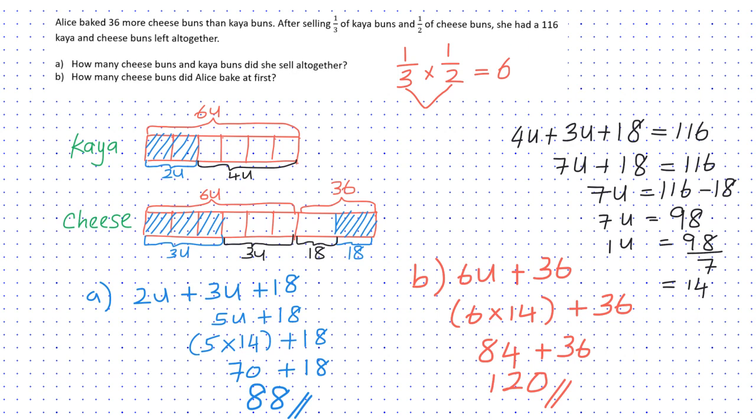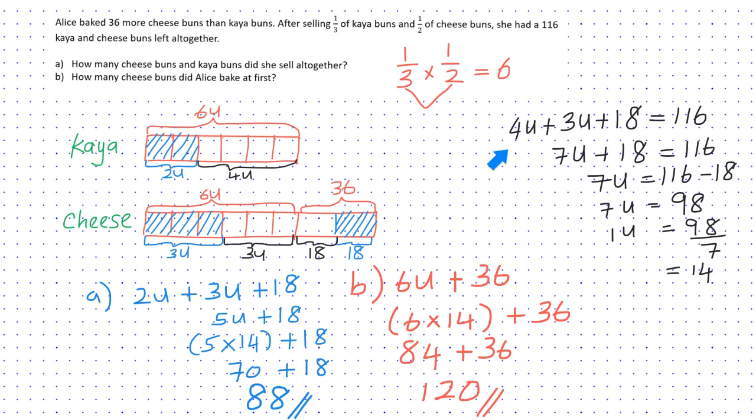Next, the question gave us the total number of buns that were left altogether. We were able to come up with this equation where we found out the value of 1 unit, which is 14 buns. Thereafter, all we had to do was substitute this 14 into these two expressions to find the two answers.